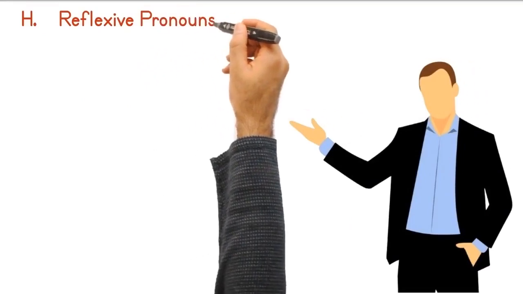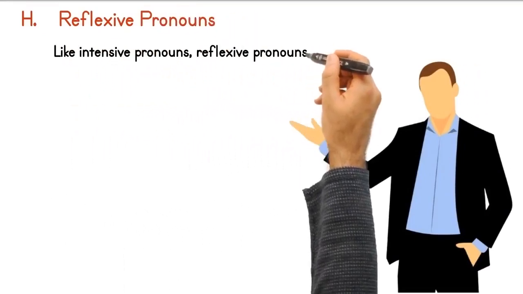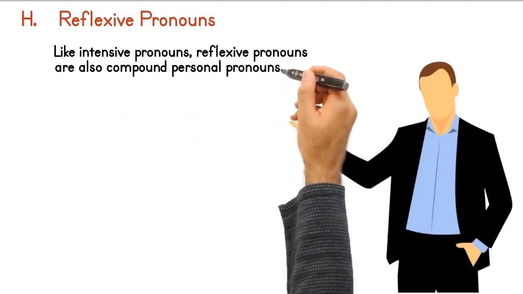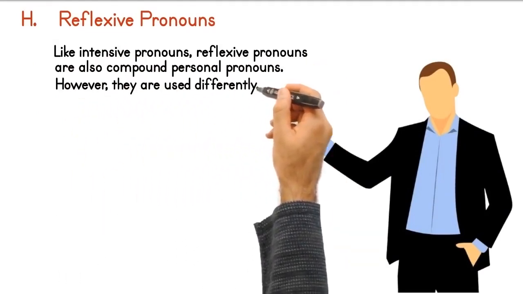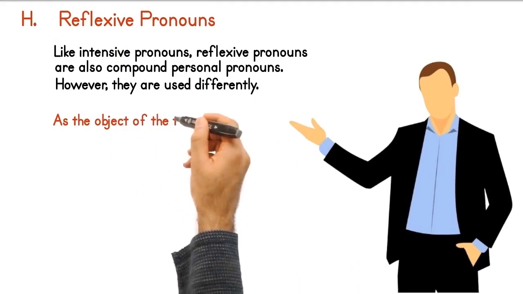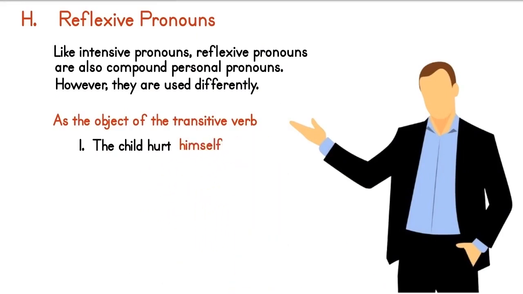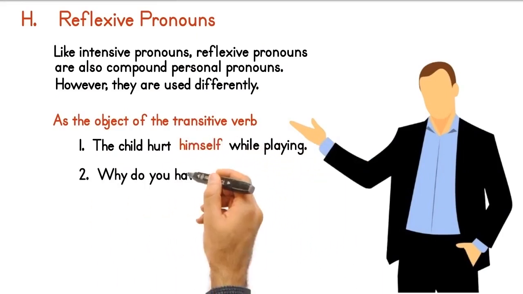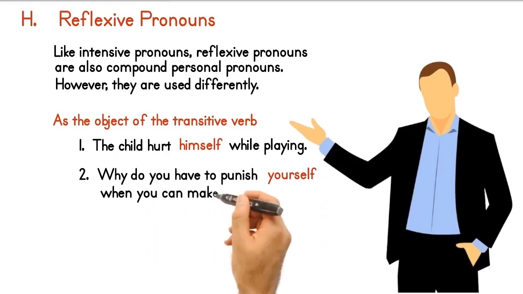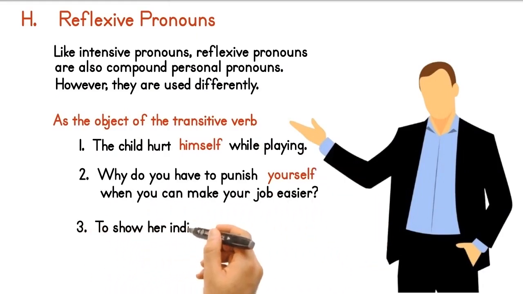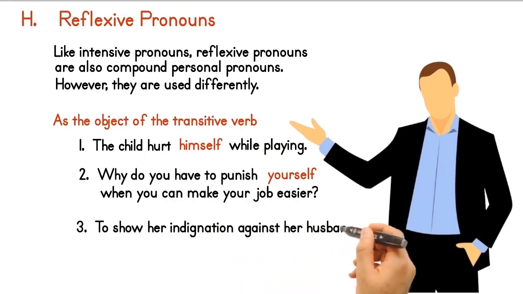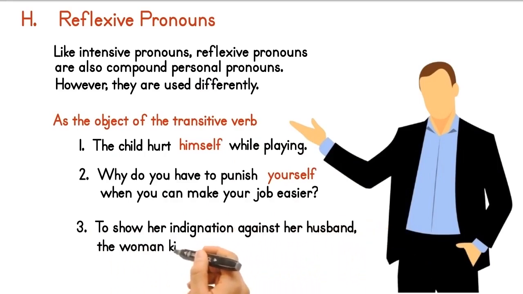Reflexive pronouns. Like intensive pronouns, reflexive pronouns are also compound personal pronouns. However, they are used differently. It is used as the object of the transitive verb. For example, the child hurt himself while playing. Why do you have to punish yourself when you can make your job easier? To show her indignation against her husband, the woman killed herself.